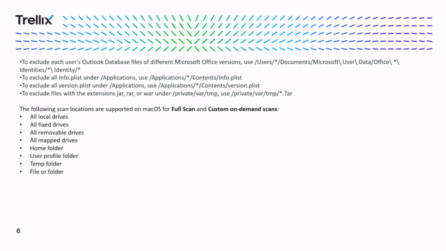The following scan locations are supported on macOS for Full Scan and Custom On-Demand Scan: all local drives, all fixed drives, all removable drives or mapped drives, home folder, user profile folder, temp folder, and file or folders. The following scan locations are supported on macOS only for Quick Scan, please make a note of that: all removable drives, home folder, temp folder, file or folders.